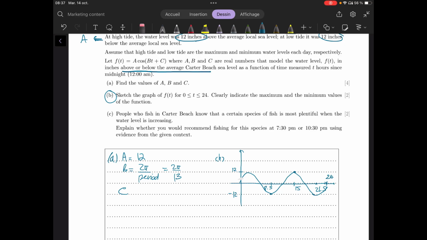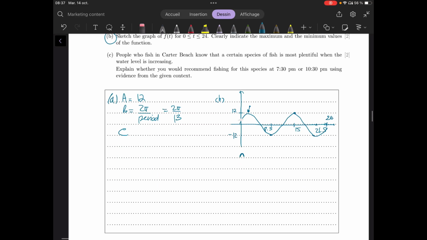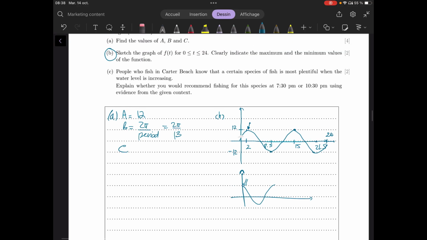C measures the phase shift. How much are we shifting, are we deviating from the maximum point? This is the maximum point, and remind yourself of the curve of the cosine function. So we start at the maximum. In this case, we can see that we are shifting 2 units to the right.